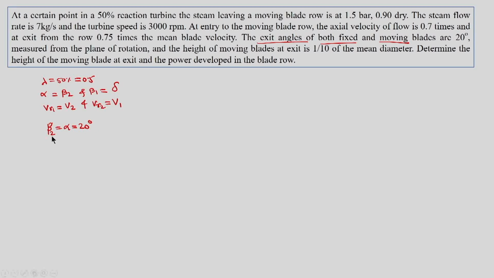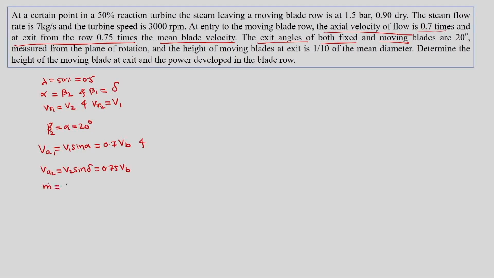So we can make use of one more known fact, that axial velocity of the flow is 0.7 times the mean blade velocity. Axial velocity VA1 is equal to V1 sin alpha, and that is equal to 0.7 VB. It is also known that the axial velocity at the exit of the row is 0.75 times the mean blade velocity. So we know VA2 is equal to V2 sin delta is equal to 0.75 VB.